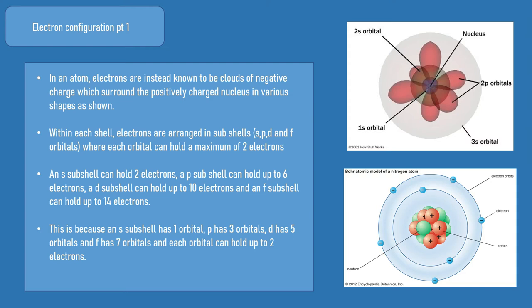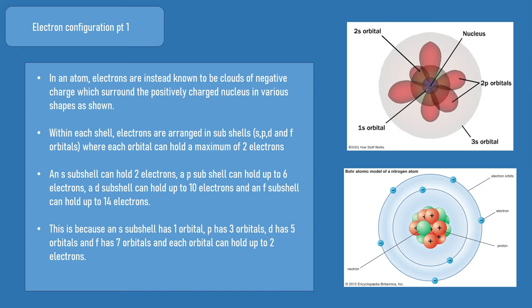These orbitals can contain electrons in different subshells, which can be an s, p, d or f subshell, where each orbital can hold a maximum of 2 electrons. An s subshell has 1 orbital, a p subshell has 3 orbitals, a d subshell has 5 orbitals, and an f subshell has 7 orbitals. So as a result we can deduce that an s subshell can hold 2 electrons, and a p subshell can hold 6 electrons, and so on, as each orbital can hold up to 2 electrons in each subshell.